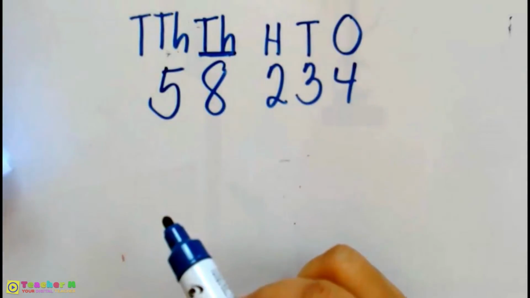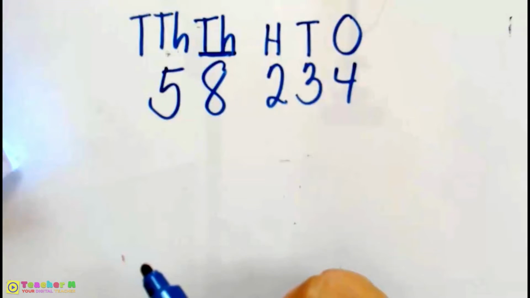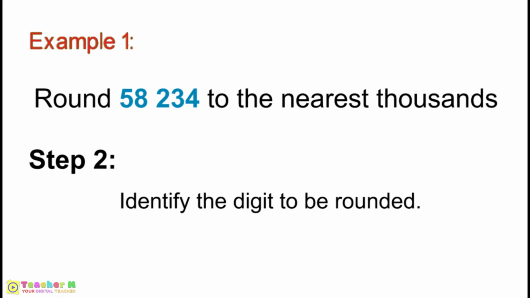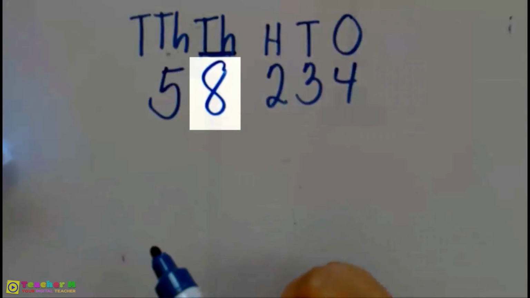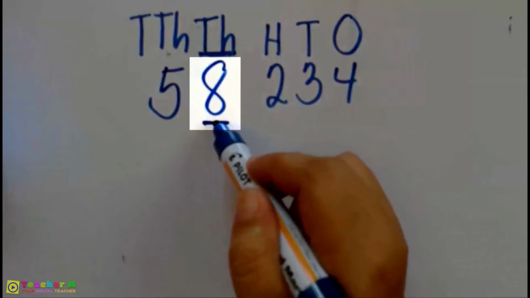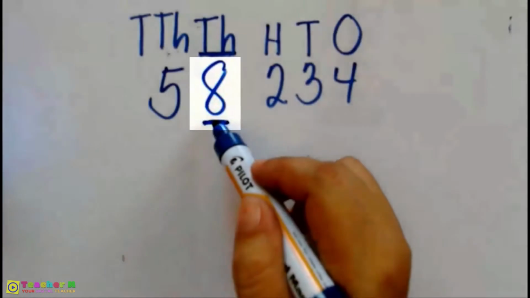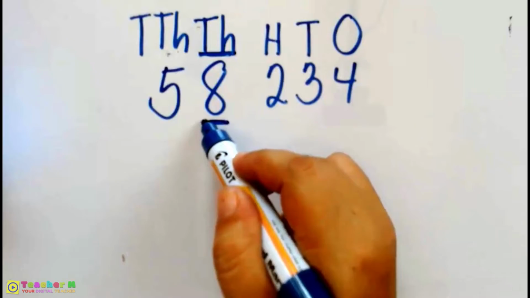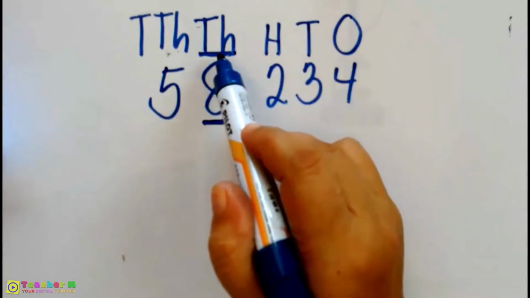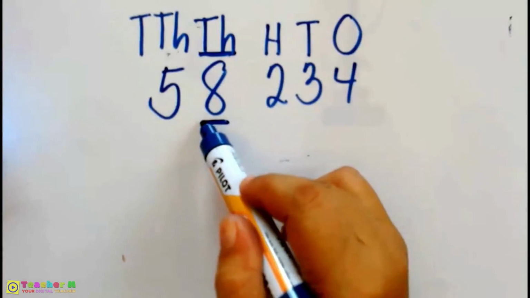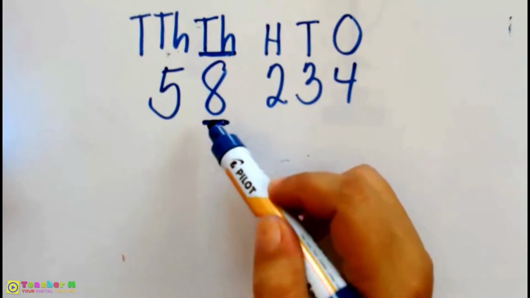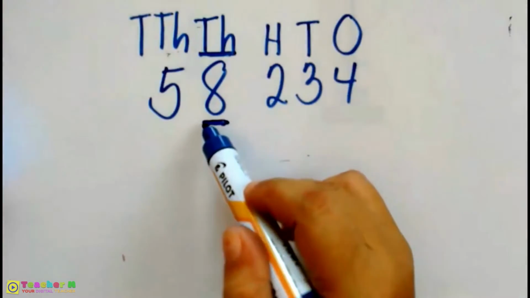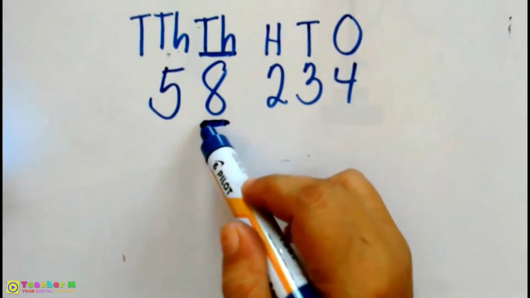After labeling each digit with the correct place value, we will now do step 2, which is to identify the digit to be rounded off. And the digit to be rounded off here is 8. Why 8? Because we are going to round this number in the thousands place. So 8 is the digit found in the thousands place. As you can see here, I underlined 8. So we will have a guide that this is the digit that we will round off.